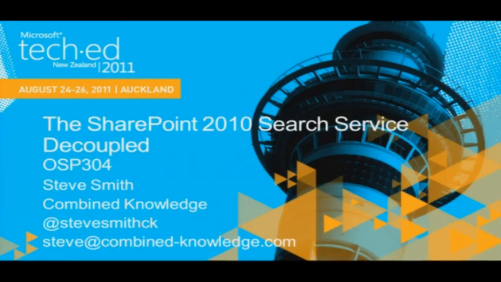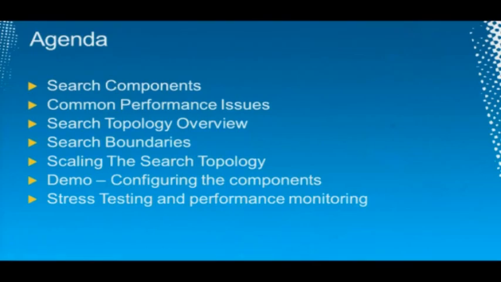So what are we going to cover? We're going to go through the search components, how the search service is actually carved up now. So when I talk about decoupling search, this is what we're looking at. What are the different pieces that make up the search service? We'll have a look at some common performance issues. Why do we even want to think about spanning search across multiple boxes? We'll have a quick checklist of some common issues that you find.